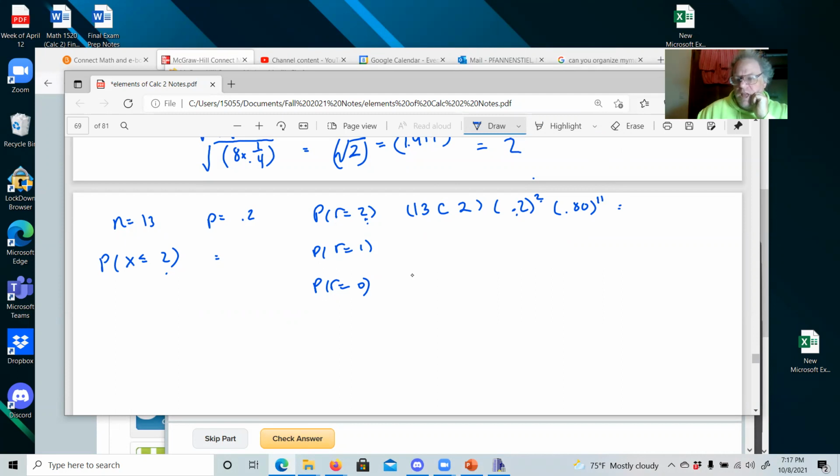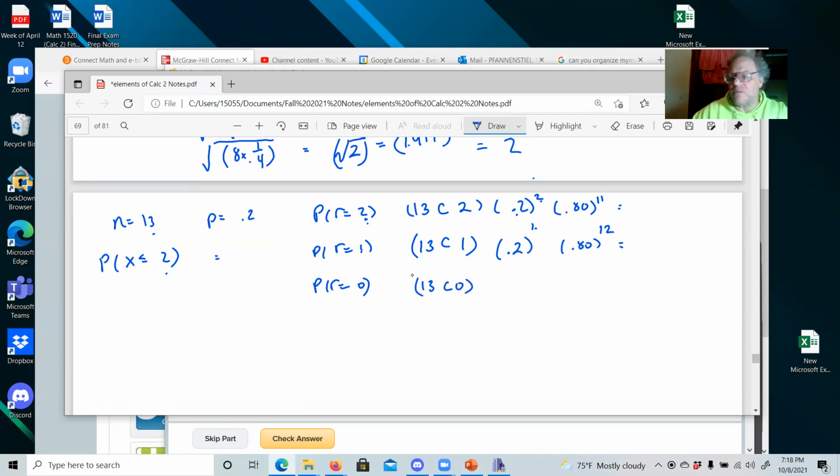R is equal to 1. So we still have 13 trials. Choose one of them. Okay, we're going to get 1 right. Okay, 0.2. How many do we get right? 1. 1 minus 0.2 is 0.8. We have a total of 13 experiments. We've used up 1 of them. How many do we have left over? 12. All right. And then here we're going to have 13 choose 0.